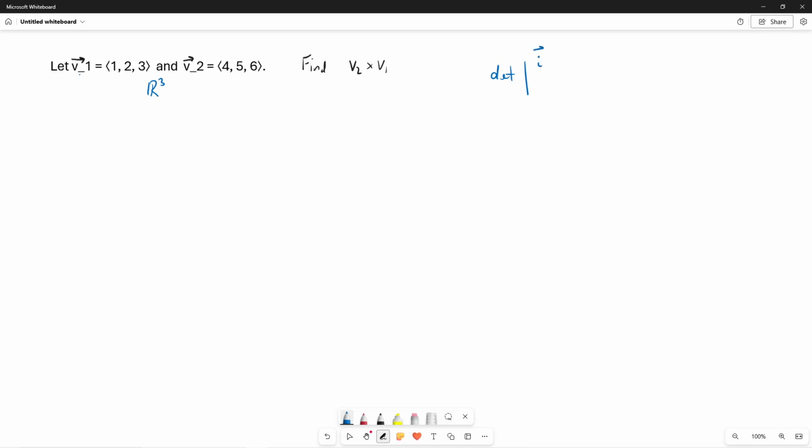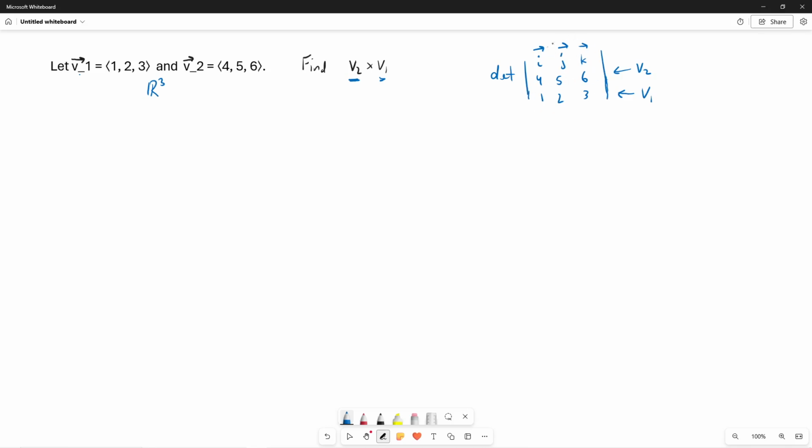The 3 by 3 matrix will have i, j, and k, the standard unit vectors in the x, y, and z directions, in the first row. In the second row you'll have the first vector in your cross product, that will be v2, and in the third row you'll have the second vector, that would be v1. So v2 is 4, 5, 6, and v1 is 1, 2, 3. So we need the determinant of this matrix.